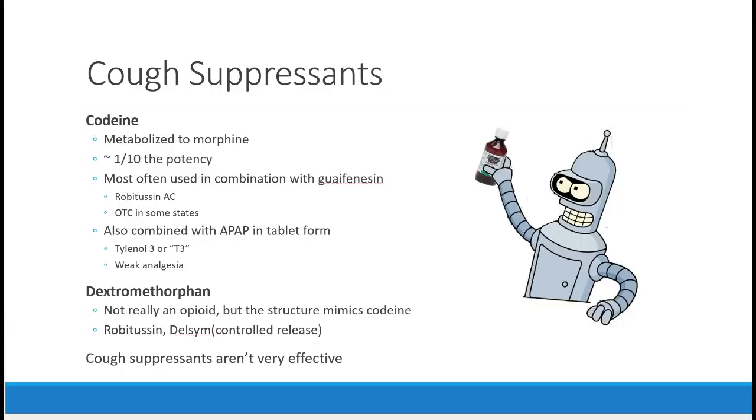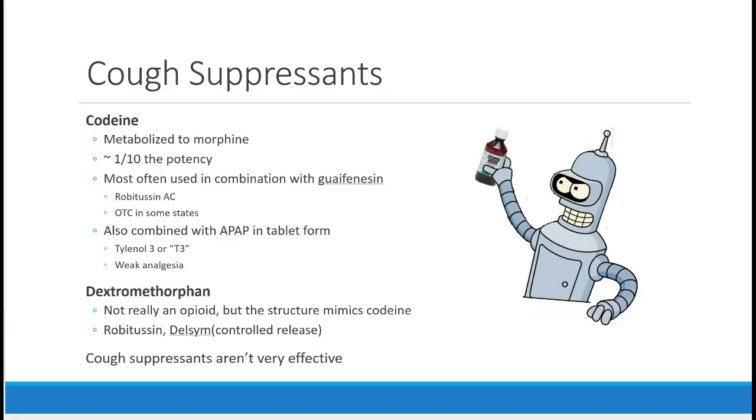It's often combined in cough syrups, Robitussin AC. It is over the counter in some states too. So it's a very weak opioid, but it is an opioid. It comes in tablet form too. Tylenol 3 is the common name for that, and that's 300 milligrams of Tylenol and 30 milligrams of codeine. So codeine itself, again, it's a very weak opioid, but it is something you could consider potentially as a weak analgesic or more so as a cough suppressant.